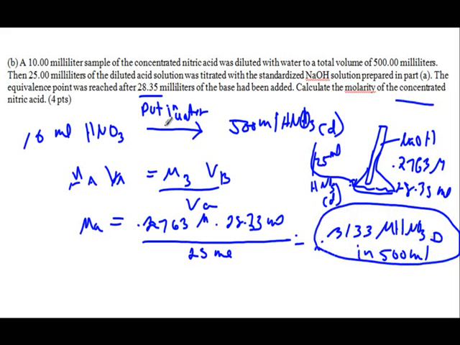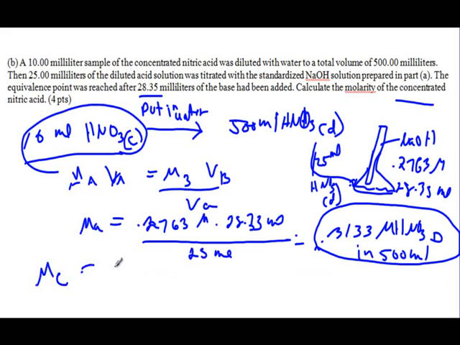Okay, what I want to know is the molarity of my concentrated acid. I have milliliters in both, so I can stick with milliliters. I'm using M1V1 equals M2V2, which I can rearrange. So the molarity of my concentrated is the molarity of my dilute times the volume of my dilute over the volume of my concentrated.